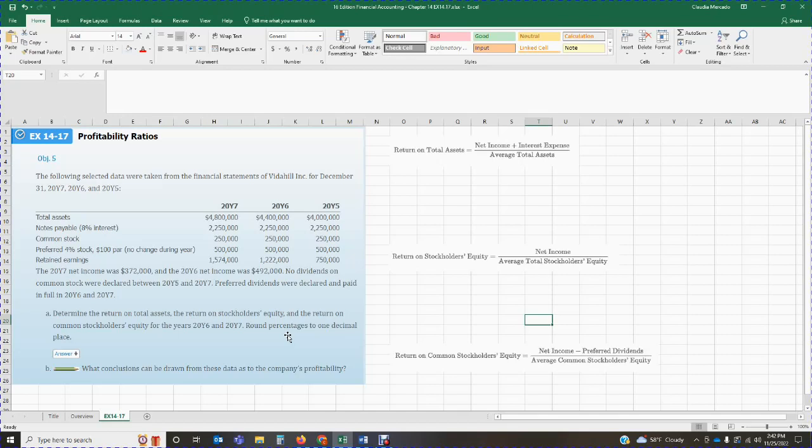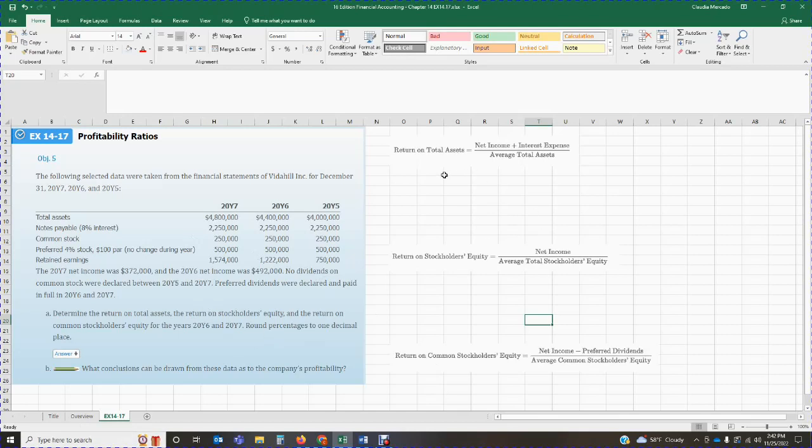There's three calculations that need to happen in this problem. They're asking us for letter A to calculate the return on total assets, the return on stockholders' equity, and the return on common stockholders' equity. So I've brought the formulas in. These formulas are straight out of your book. All you basically need to do is apply the formula using the information provided.